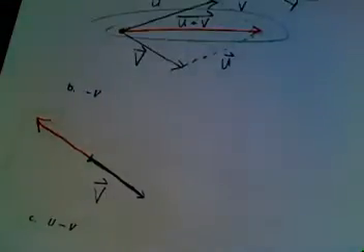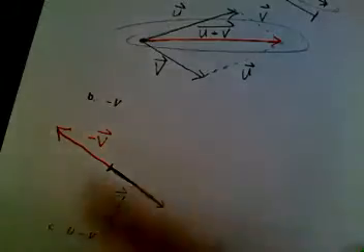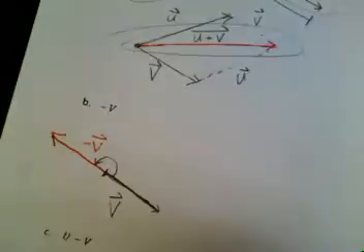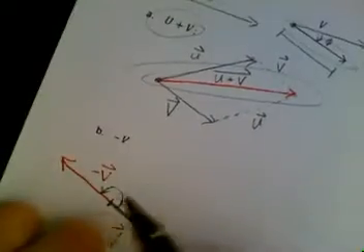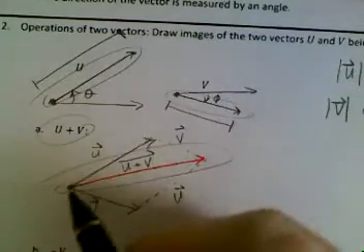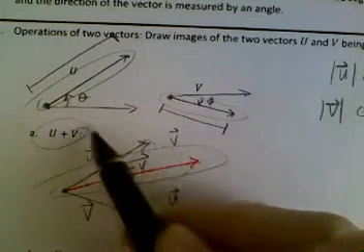That is negative v. It's just the exact vector rotated 180 degrees, or flipped in the opposite direction. Well then, what would u minus v be? Why don't we avoid the difficulty of saying how it matches up to u plus v? Why don't we just take u, take v, and flip it in the opposite direction?